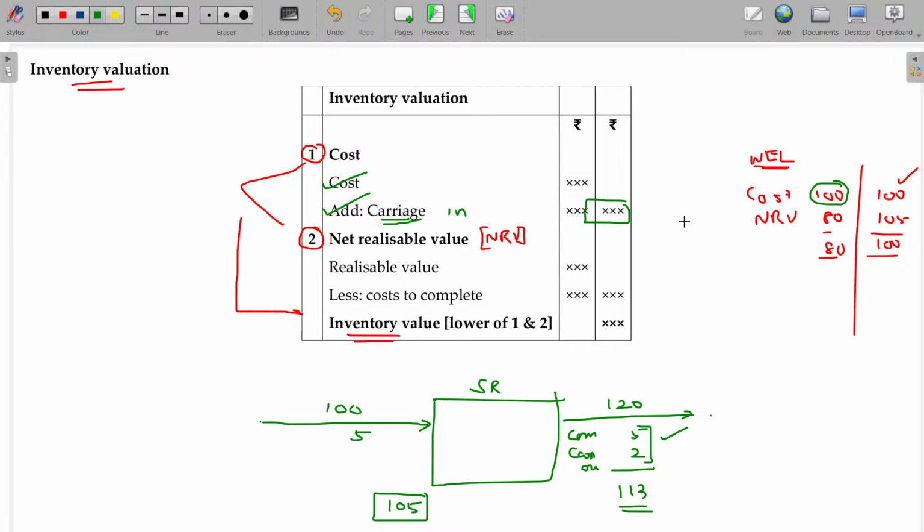So the cost is 105, NRV is 113, and the value at which you are going to show in your book is 105. Cost or NRV, whichever is lower. In case of NRV, from the amount you recover from the customer by selling, any cost to complete this before you sell will be subtracted. The ultimate value will be the NRV. You compare these two, and the lower of them will be your inventory value. Clear? Hope you will now be able to understand the theory of all the three concepts.